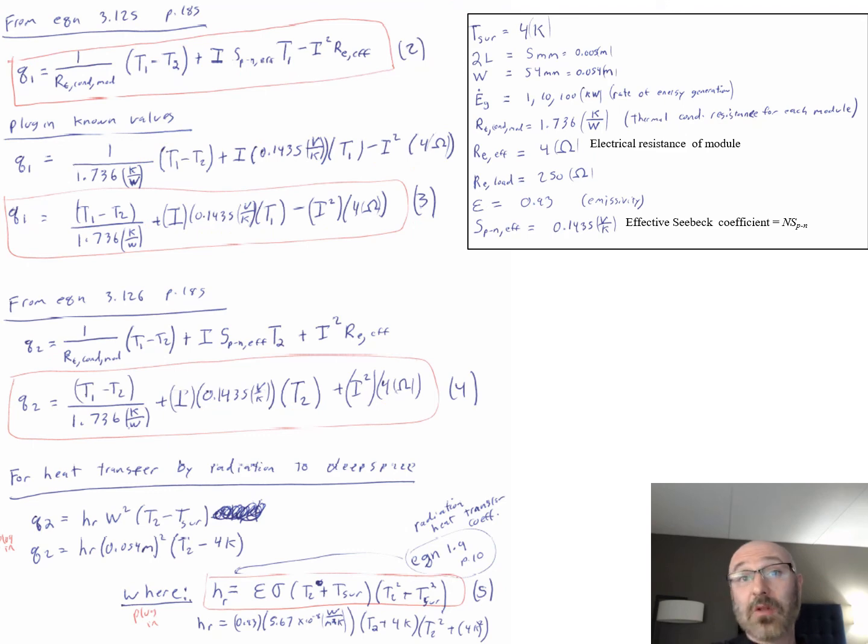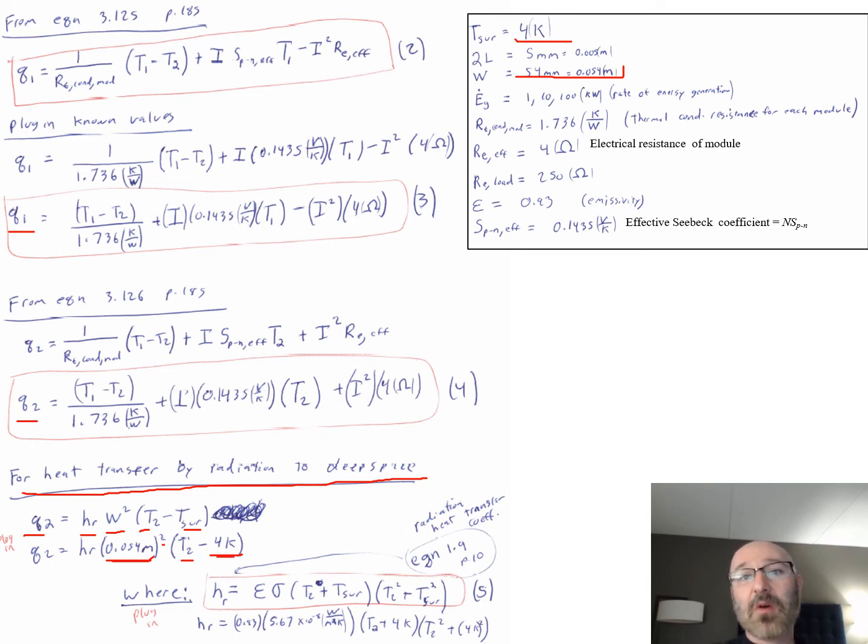Now, the next thing that we want to look at now that we've got Q1 and Q2 is the heat transfer by radiation to deep space right there. So we have this relationship here that Q2 is equal to HR times omega squared times T2 minus T surround right there. Well, now we can go back in and plug in our known values right there. So we have this value for our omega term right there. So we can go back up. This is 0.054 meters. So we can plug that in right there. That's squared right there times T2 minus our T surround, or our T surround is 4 Kelvin right there. So we can plug that in right there.